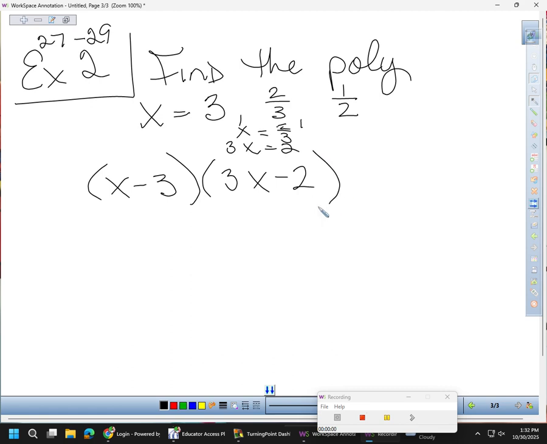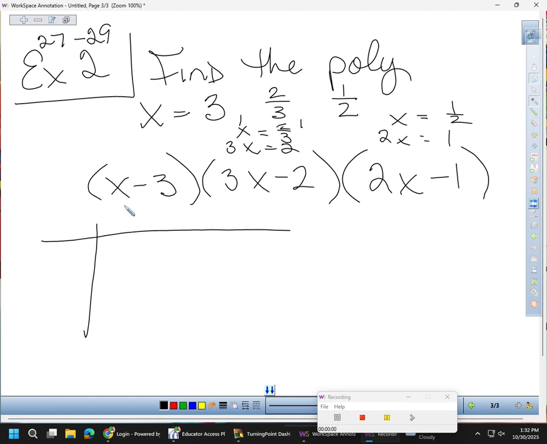If you set that equal to 0, add 2 over, divide by 3, right, is what we usually do. Same thing here. If I have x equals 1/2, I would clear the fraction first, so I get 2x equals 1, and then I would subtract that over. So my factor is 2x minus 1. Now we're going to multiply them together. Let's do the first two in a small box to begin with.